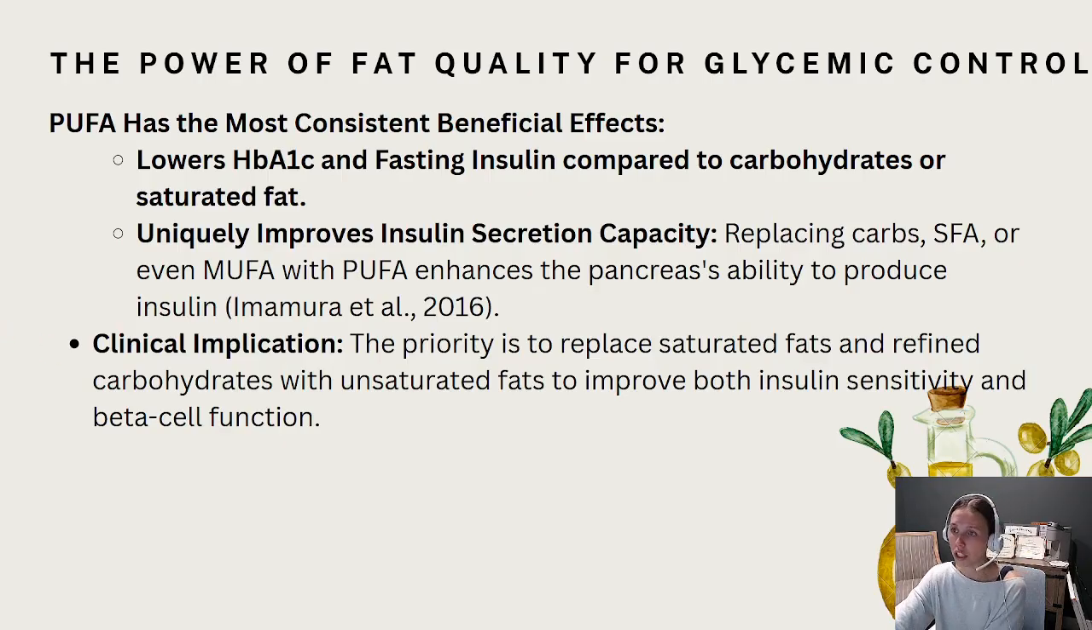Okay, so the research is very clear that swapping out saturated fats and refined carbs for polyunsaturated fats, like those in nuts and seeds and fish, does two really great things at once. First, it's going to give you better blood sugar control and it will lower insulin levels. But the really cool part is that it actually helps your pancreas work better. It's one of the only fats shown to directly improve your body's ability to produce insulin when it needs to. So the biggest takeaway isn't just to eat less bad stuff, it's actually to replace them with the good stuff. So you're not just avoiding a problem, you're helping your body fix itself.